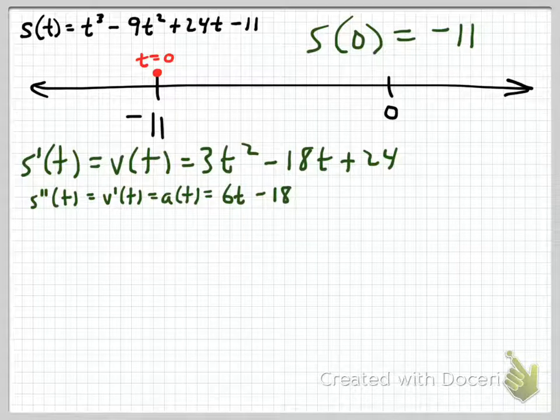Now we want to know when this particle is moving to the right and when it's moving to the left. We know that when the velocity is positive, the particle is moving to the right. And so let's take that velocity.